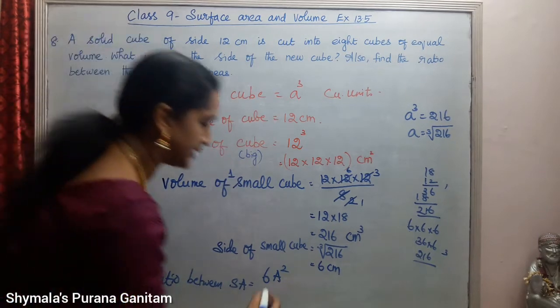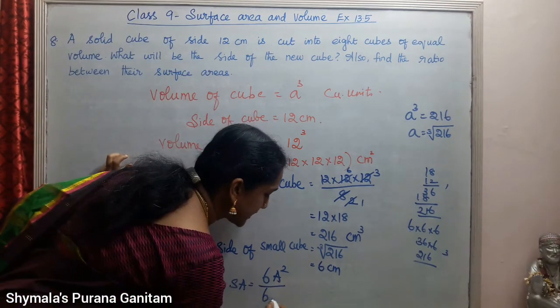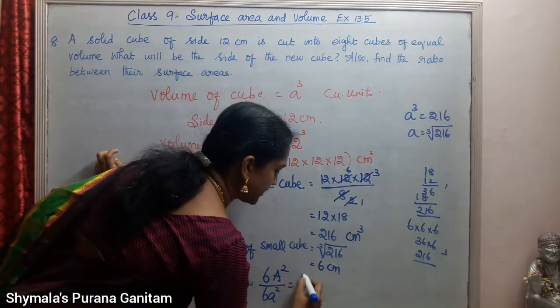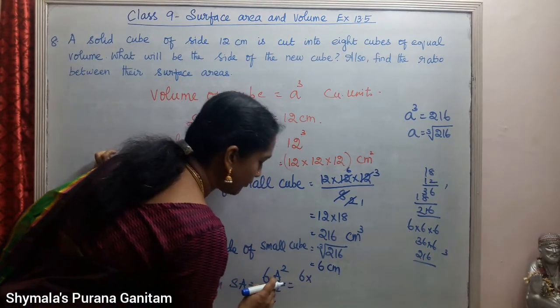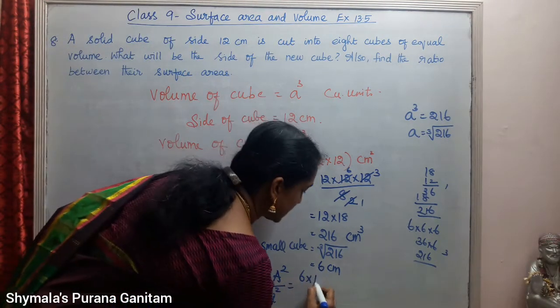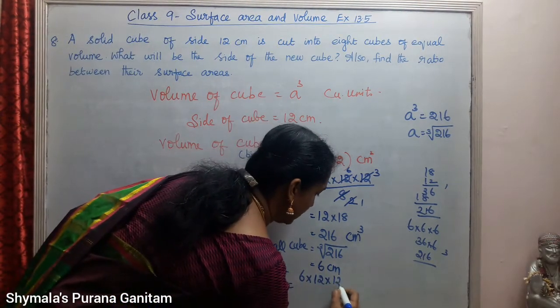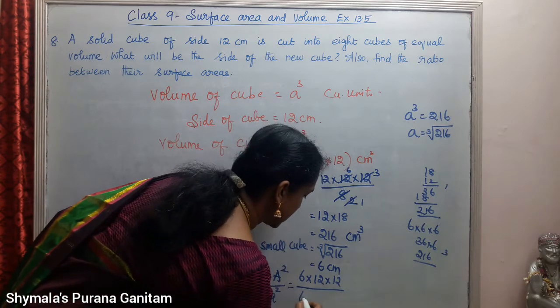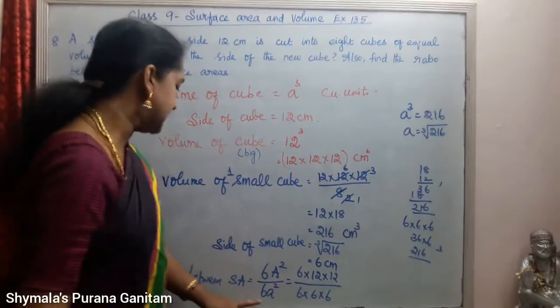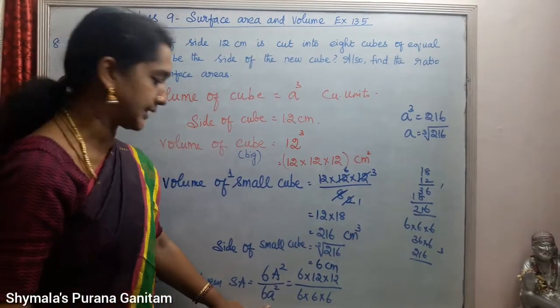So that is 6a square, and the small cube is 6 small a square. Okay, so this is equal to 6 into, for the bigger one, the side is given as 12 centimeter. So 6 into 12 into 12 divided by 6 into, for the small one, the side of the small cube is 6, so 6 into 6.